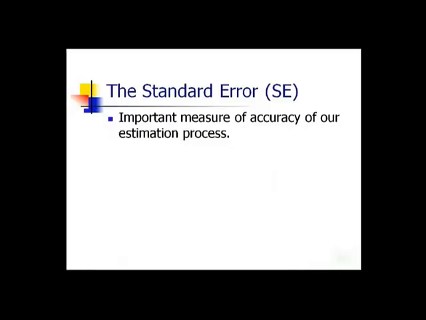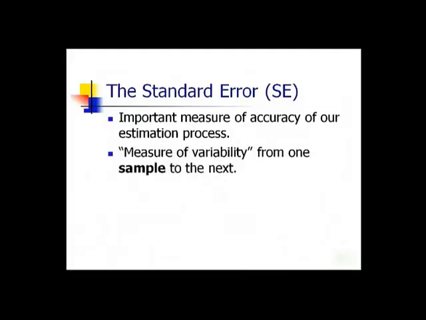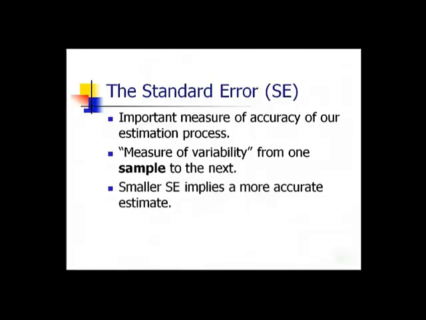So it's an important measure of the amount of accuracy in our estimation. If the standard error is very small, then that implies that the possible deviations of our actual sample mean away from our population mean are very small. If the standard error is very large, that means there's a lot of variability as I go from one random sample to the next, meaning I have less accuracy in my estimate. So it's a measure of variability, just like all standard deviation. The smaller standard error implies a more accurate estimate.